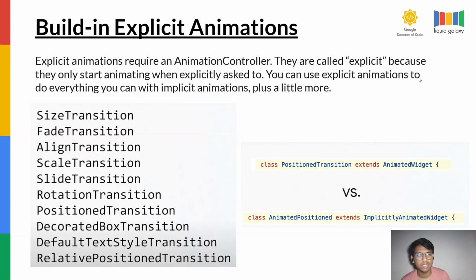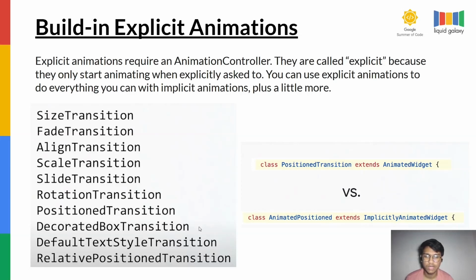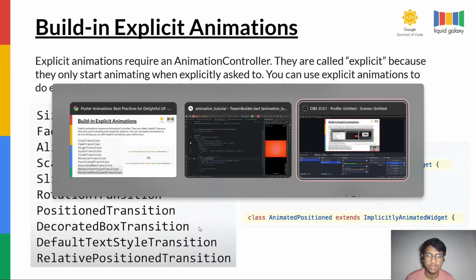You can use explicit animations to do everything you can do with implicit animation, plus a little more. One more important thing, these are also extensions of animated widgets. They inherit from the implicit animated widgets. These are some types like SizeTransition. Basically, these are the transition widgets. We want some transition, so let's see an example of this also.